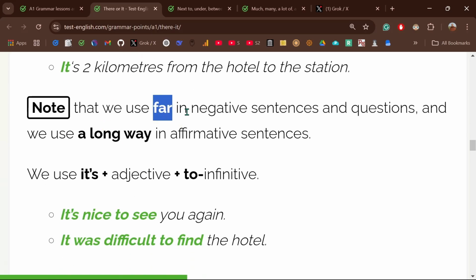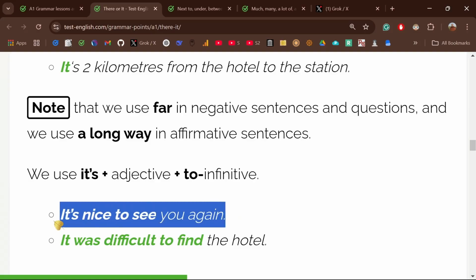We use "far" in negative sentences and questions, and "a long way" in affirmative sentences. Let's see this. It's adjective to. It's nice to see you again.